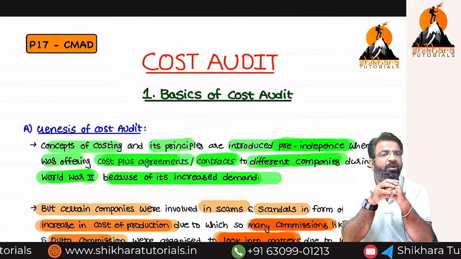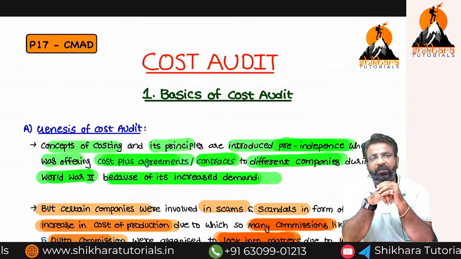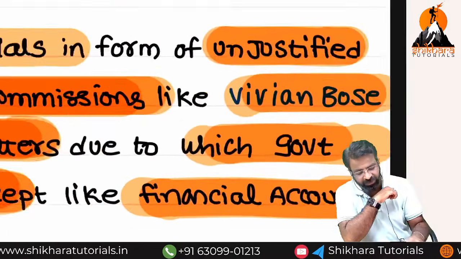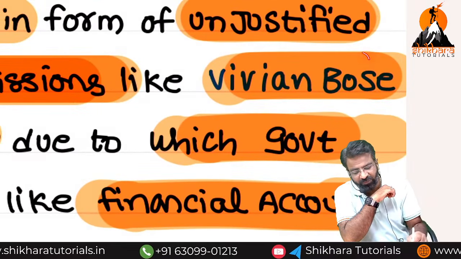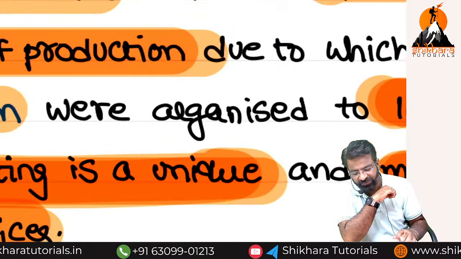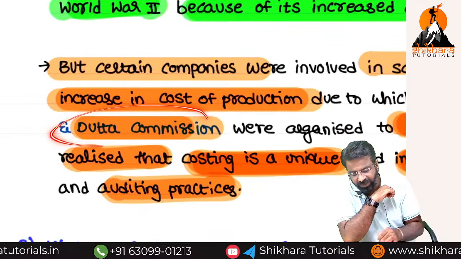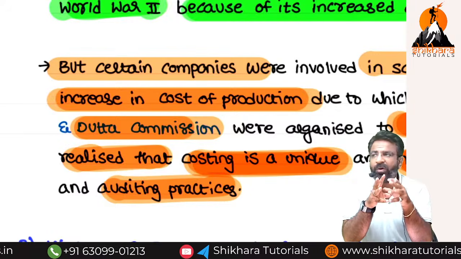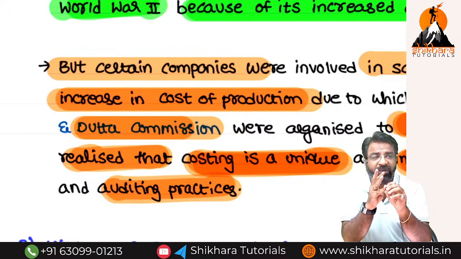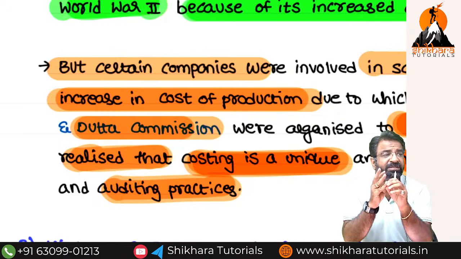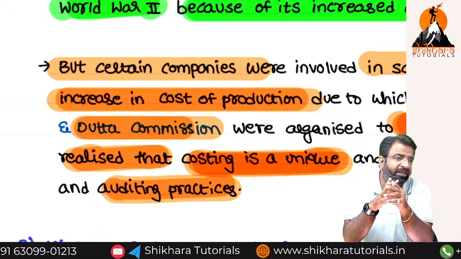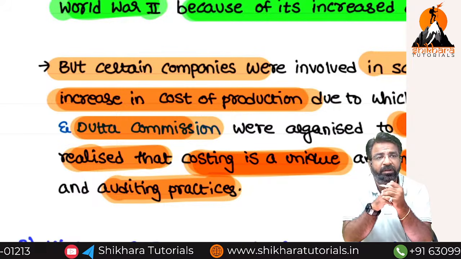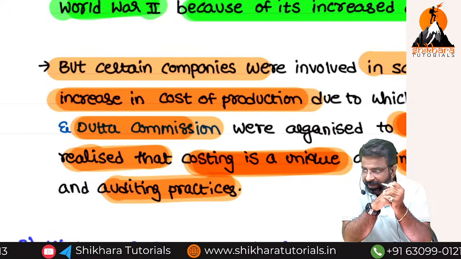And then government constituted the two commissions, if you remember. What were the two commission names? Vivian Bose. What was the name of the first commission? Vivian Bose. And the second one was what? Datta Commission. Why these two commissions were incorporated? These two commissions were incorporated with the sole objective of identifying what are the reasons these scams and scandals are happening. Then they realized some fact that they are charging excessive cost of what? Production. And then government realized its mistake.